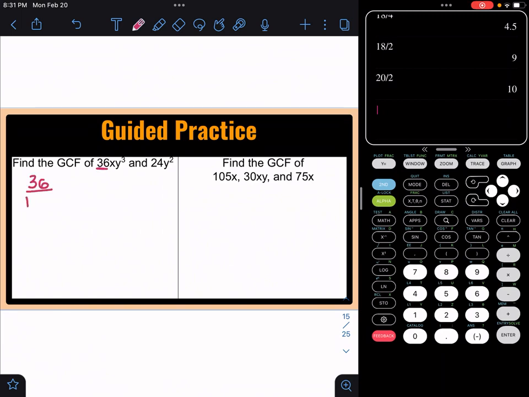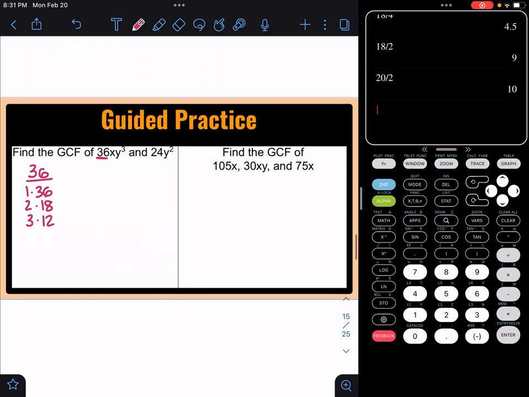Let's find our factors of 36. 1 and 36, 2 and 18, 3 and 12, 4 and 9, 6 and 6. Look for all those ones under 24, so it could be any of these.